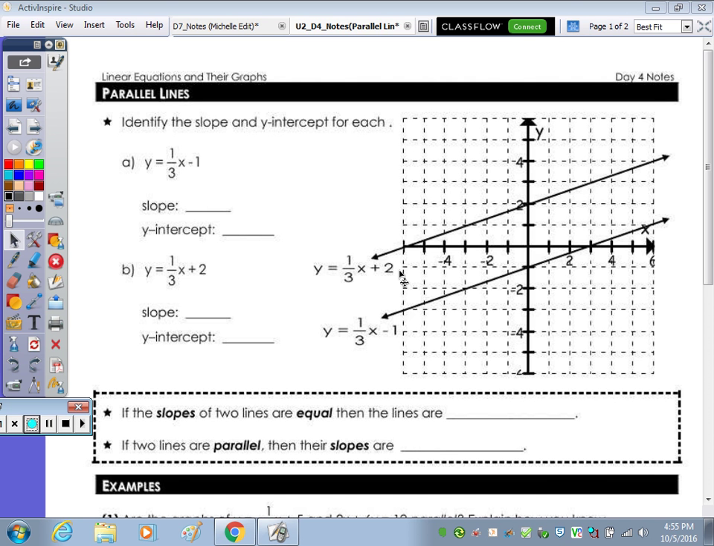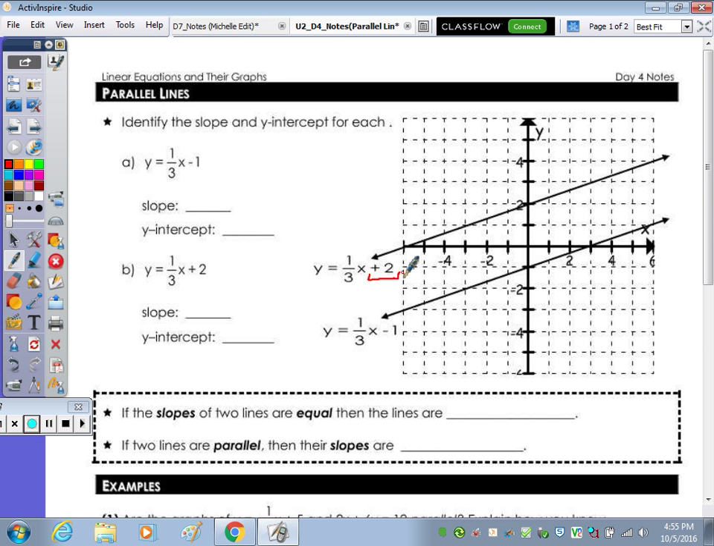In today's notes, we're going to take a look at parallel lines and also what the points on a graph for a line represent. On the first page is parallel lines, and the star says to identify the slope and y-intercept for each of the lines to the right. Well, we can take a look at the equation.